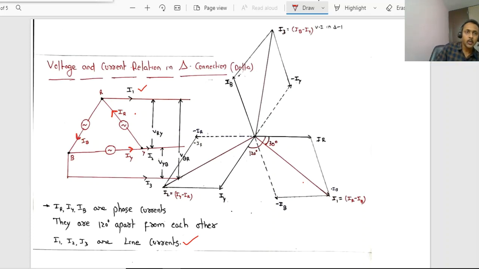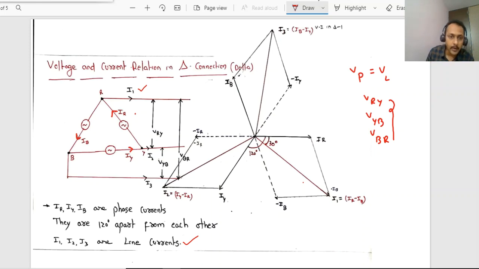Now the voltage between the two lines, between the two lines R and Y, in this connection, if you observe, is the same as the voltage across the phase R. So in delta connection, the phase voltage is the same as the line voltage. Here VRY, VYB and VBR are the three line voltages and are also the same as the phase voltages.